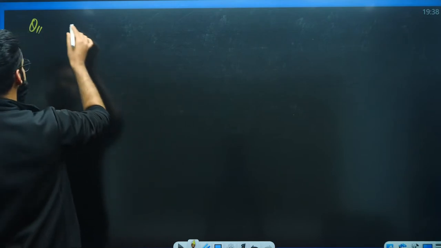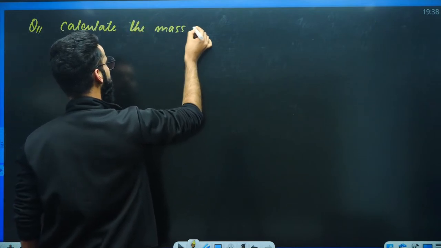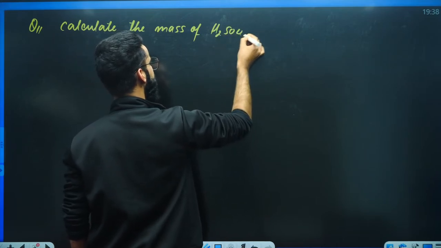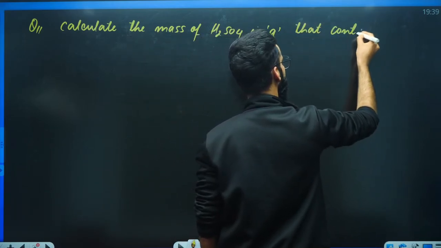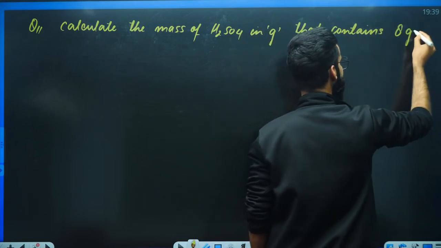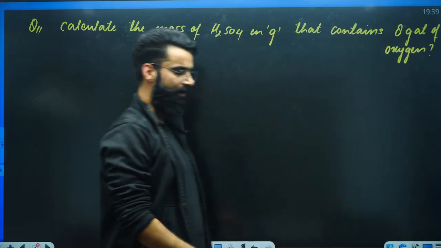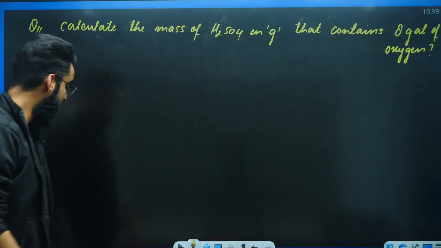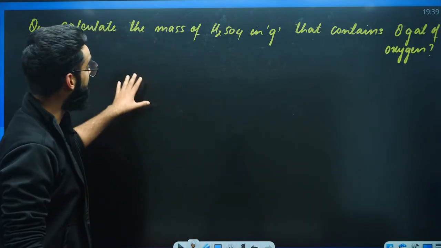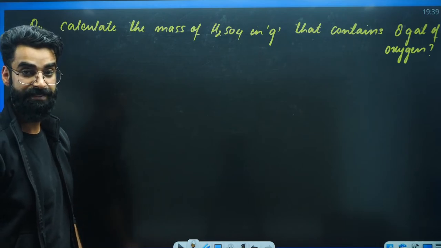Now understand properly what I'm going to say. This is important. For example, they're asking you a question like this. Calculate the mass of H2SO4 in grams that contains 8 gram atoms of oxygen. I've written the same question in the reversed form. Nothing else. Can you give it a try? Calculate the mass of H2SO4 that contains 8 gram atoms of oxygen. So 8 moles of oxygen, basically.